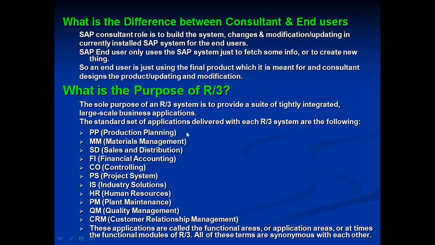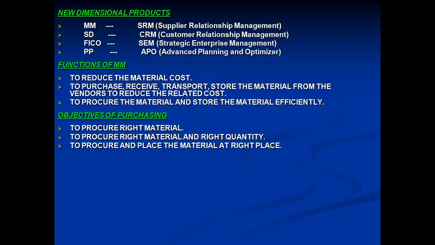And these are the different modules we have. MM stands for materials management, PP stands for production planning, SD stands for sales and distribution, FI stands for financial, CO stands for controlling, etc. And these are the new dimensional products we have, like SRM stands for supplier relationship management, CRM stands for customer relationship management, and SCM stands for supply chain management, SEM for strategic enterprise management, APO, etc.